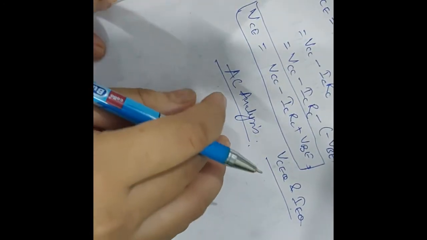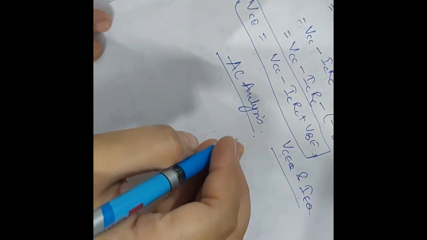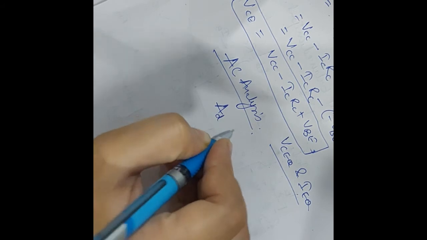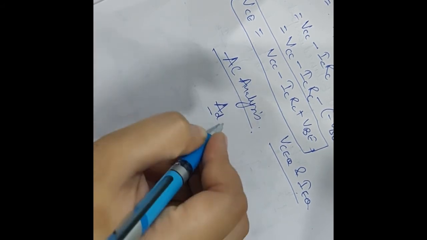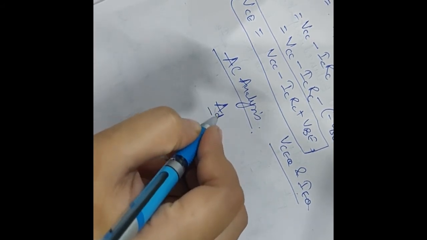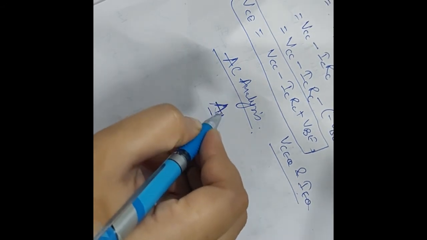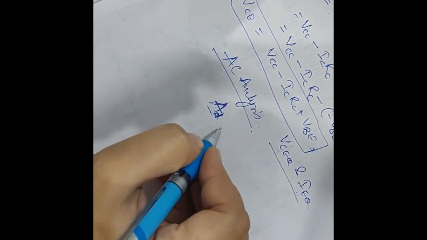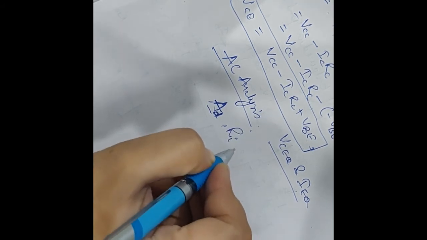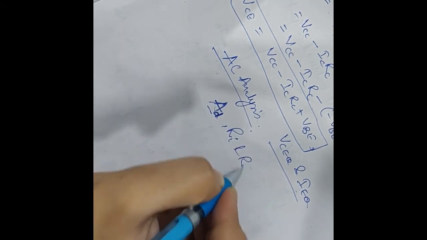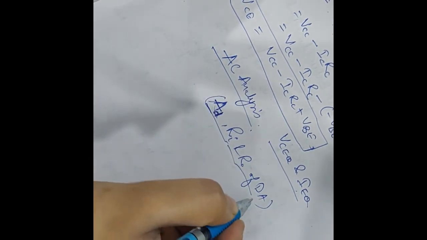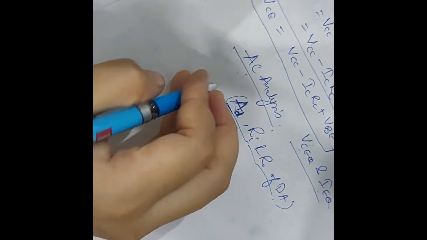So by performing the AC analysis, we will derive certain performance parameters like the differential voltage gain. We are representing it as voltage gain A, and the D stands for differential. So the differential voltage gain, the input resistance and the output resistance of the differential amplifier. Right? We will measure these three parameters by using the AC analysis.